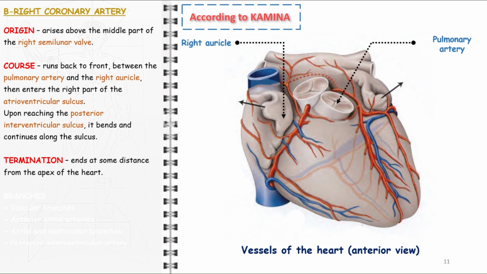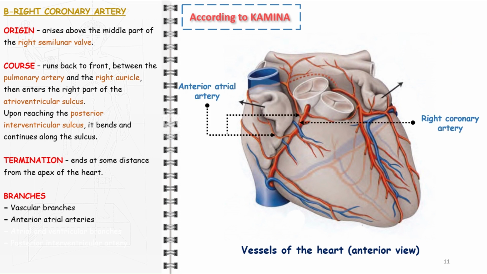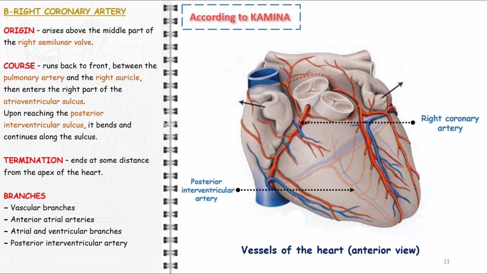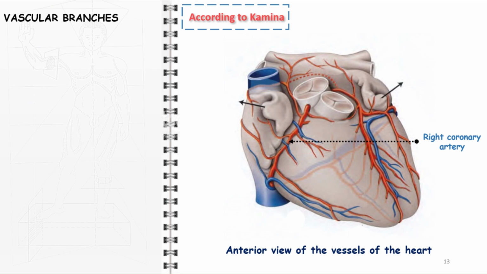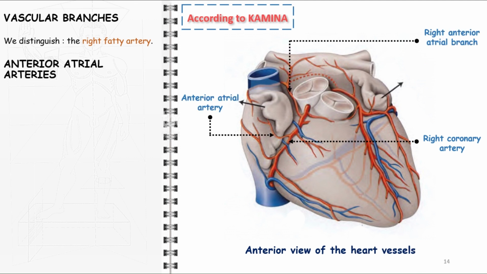The right coronary artery gives off, near its origin, vascular branches, anterior atrial arteries, atrial and ventricular branches, and the posterior interventricular artery. Vascular branches are meant for the walls of the aorta and the pulmonary artery, among which is the right fatty artery. Among the anterior atrial arteries, the largest arises from the right coronary artery near its origin. It ascends and moves backward to enter the interatrial septum, and it supplies this septum and the posterior surface of the right atrium.